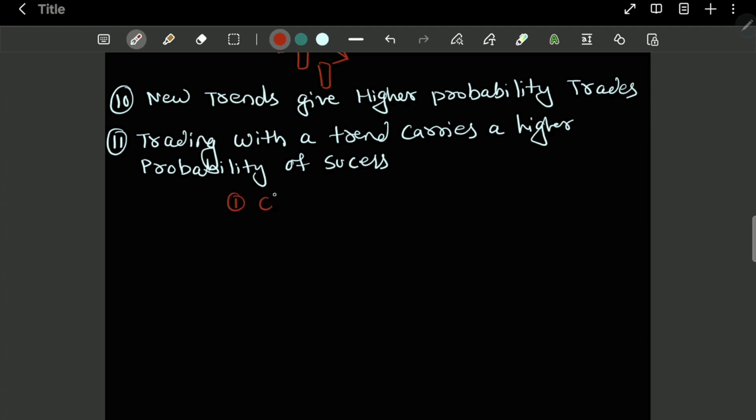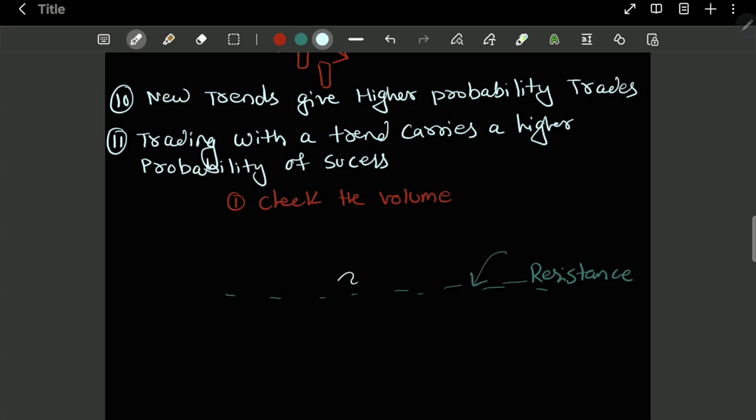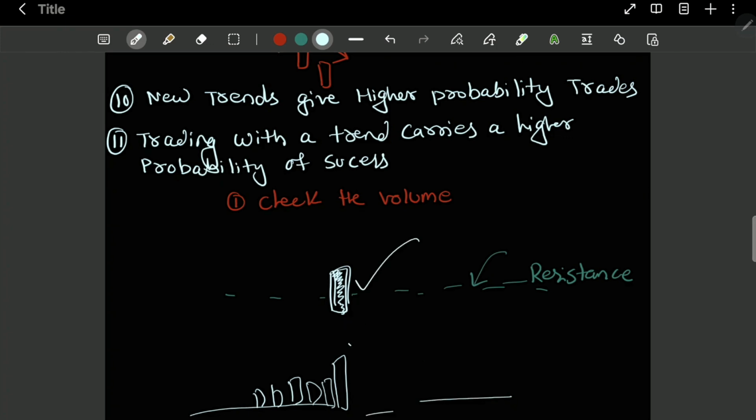In this, the first thing he is saying, check the volume. Let's consider this is a resistance. If price is giving a breakout over here, and the volume is also increasing from the average, this is a confirmation candle for us with respect to volume, and we can enter in this trade.